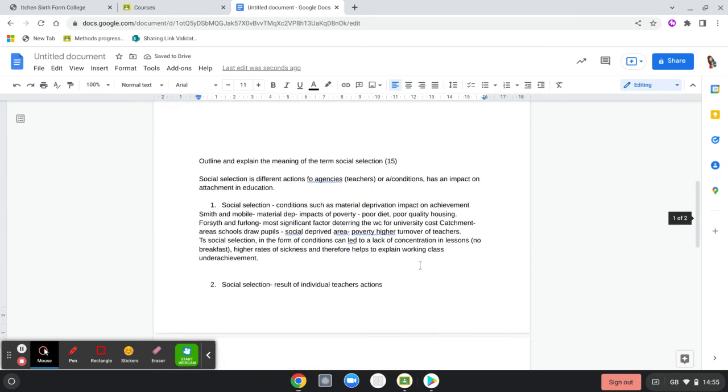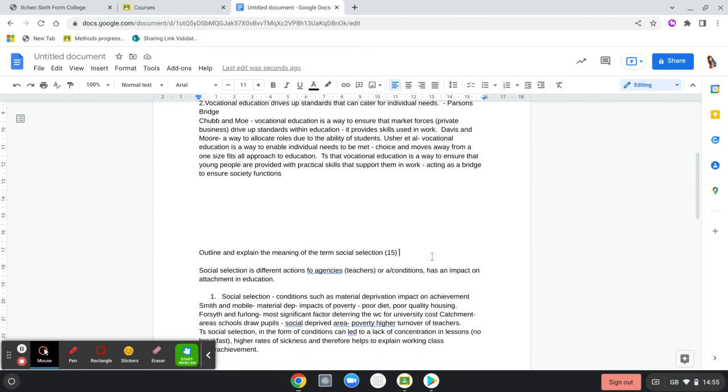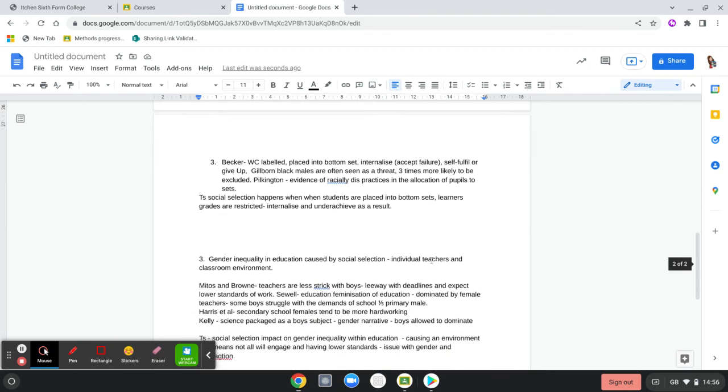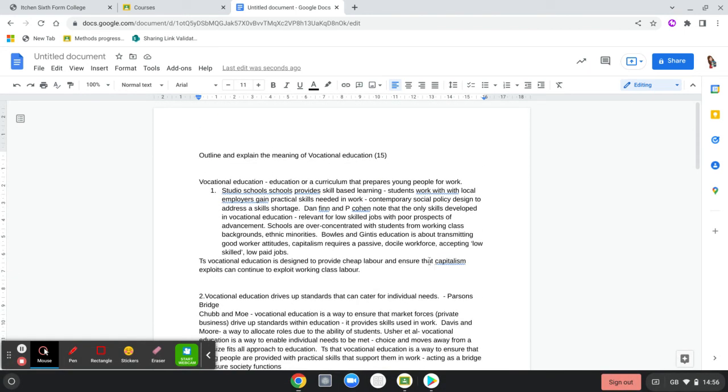So it's a really broad one, but it's hidden and really hard if you don't know what social selection is. It is listed as a 15 marker, therefore you do need to know it. But hopefully now that I've gone through it, you'll feel confident and clear on how to approach that one. Again, both of them haven't come up before, so it's really important you can do them, particularly if your exam is looming.